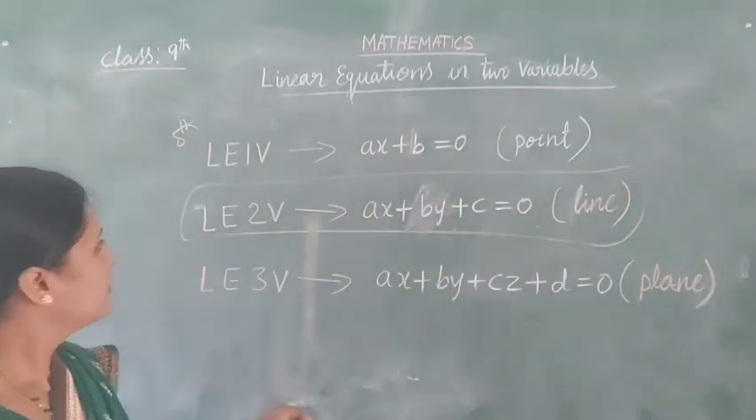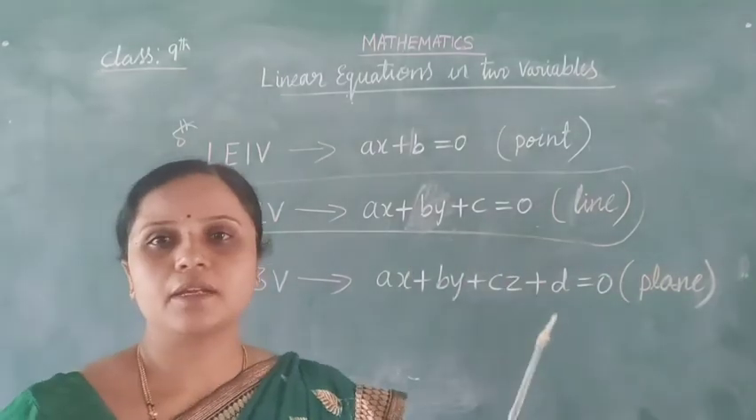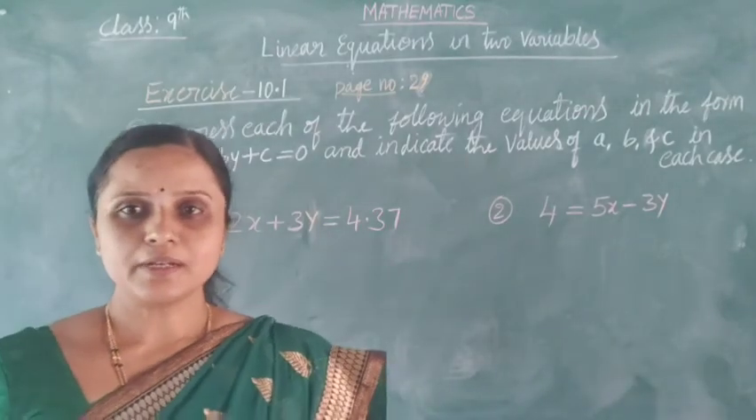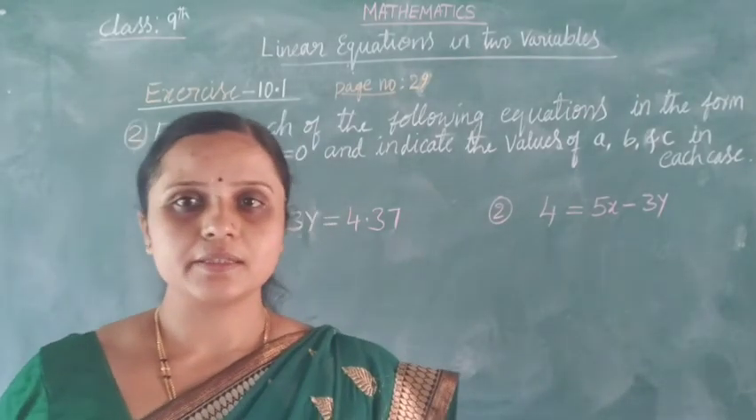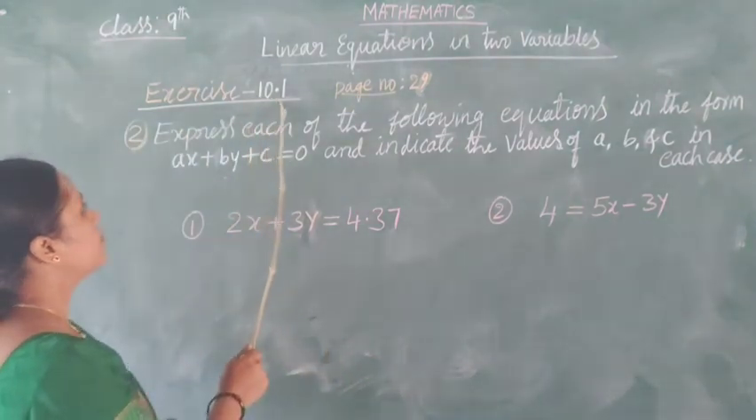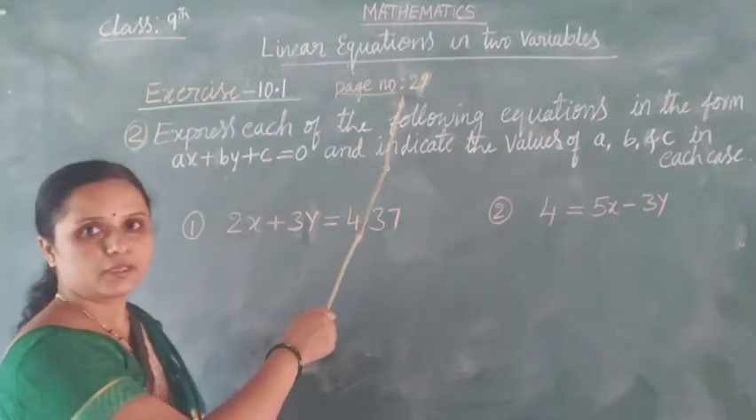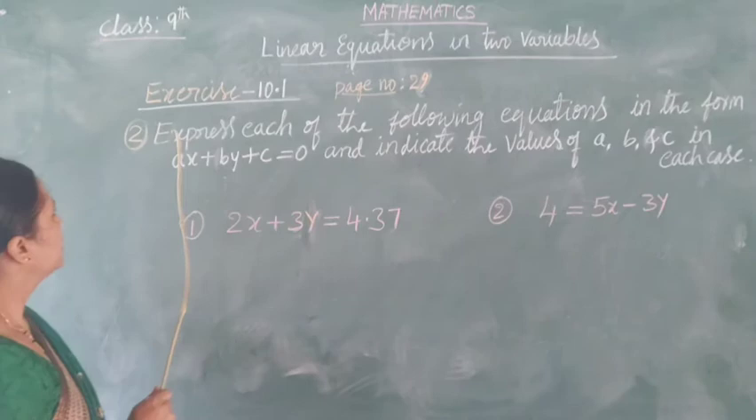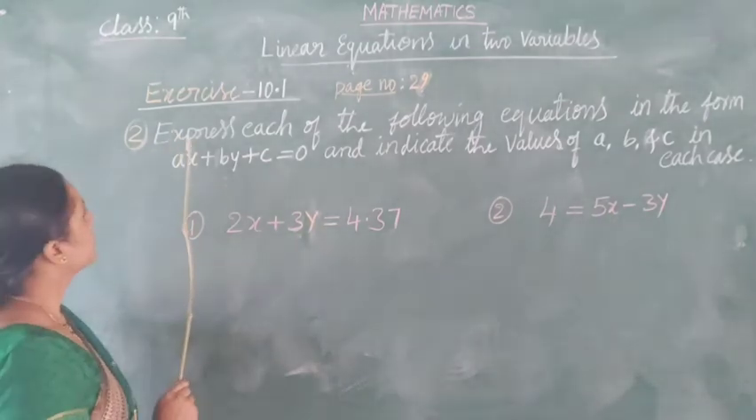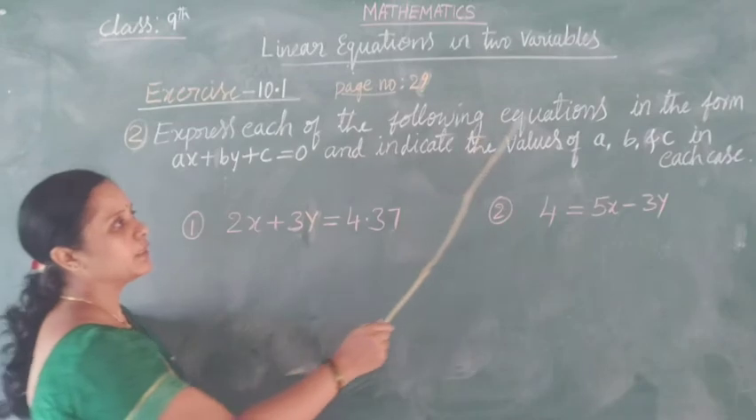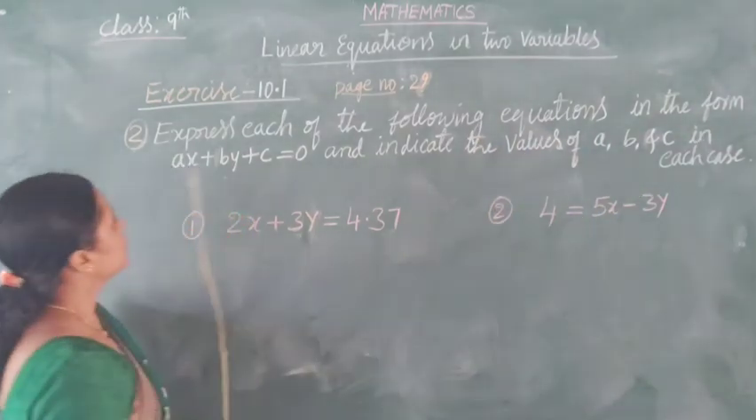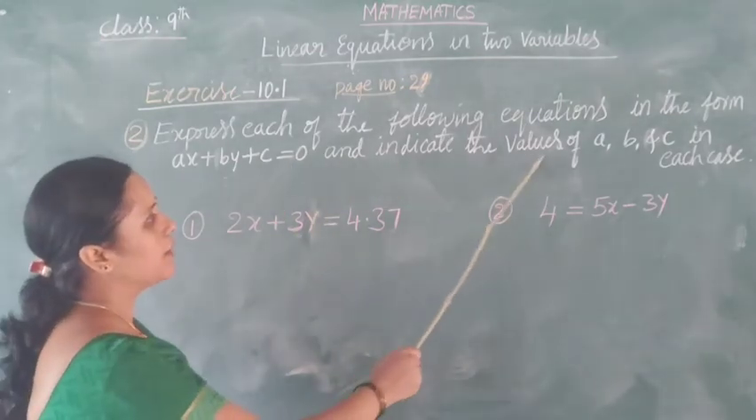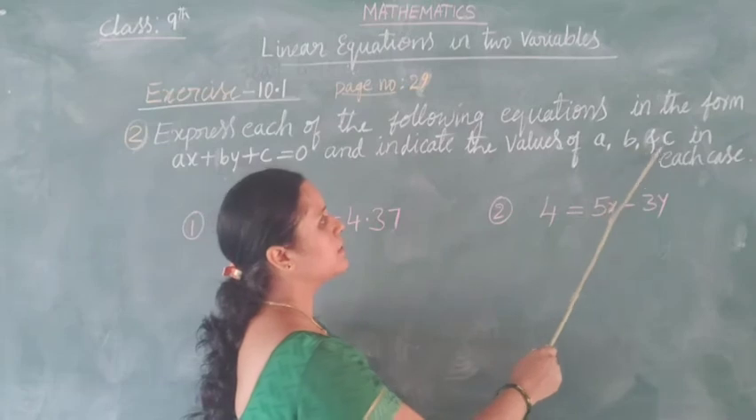Next class onwards I will continue the exercise questions. Students, now we are going to start the exercise questions. Exercise 10.1 of page number 29. In that exercise, I select the second question. The second question is: express each of the following equations in the form ax plus by plus c equal to 0 and indicate the values of a, b and c in each case.